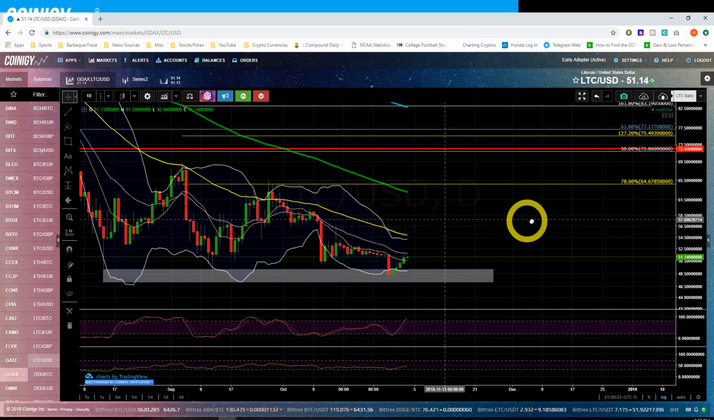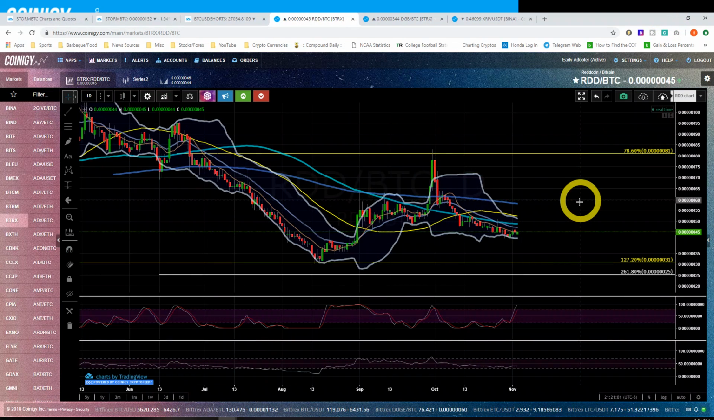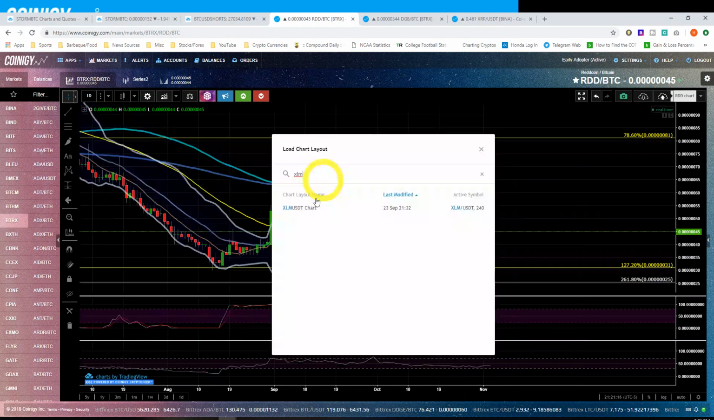Let's see. XLM was the other one. Okay, let me take a look at XLM. Wow, got a lot of stuff there. Let's see. DGB had a nice little move today. There's RDD. Let's go to XLM. Stellar. Stellar Lumens. All right.